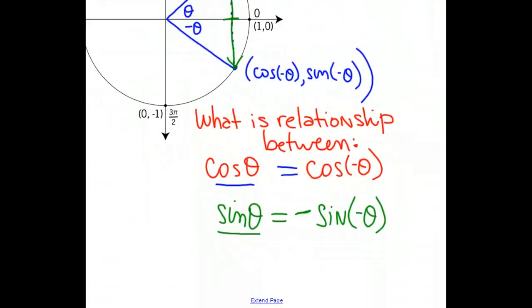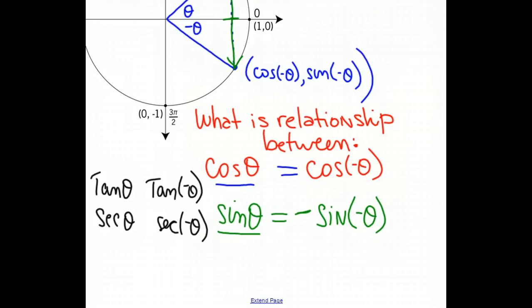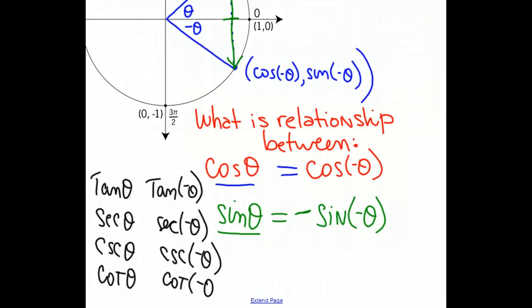Now what you should do is discover the relationships between the tangent of theta and the tangent of negative theta, the secant of theta and the secant of negative theta, the cosecant of theta and the cosecant of negative theta, and the cotangent of theta and the cotangent of negative theta. So on your worksheet, you need to figure out the relationships for the other four trig functions in terms of the negative angle identities.